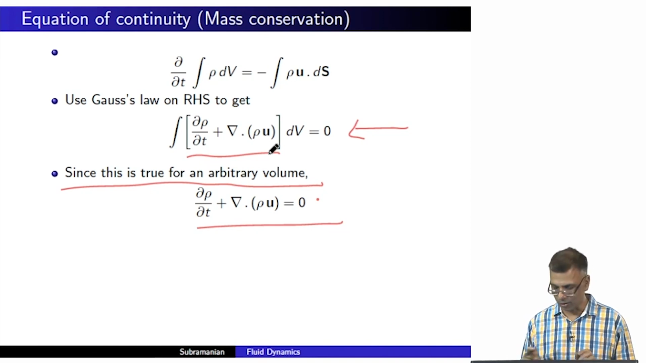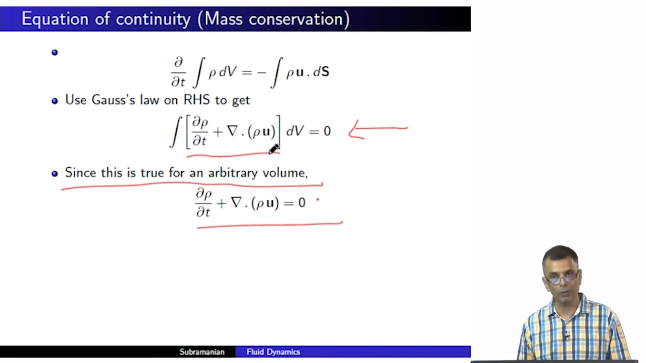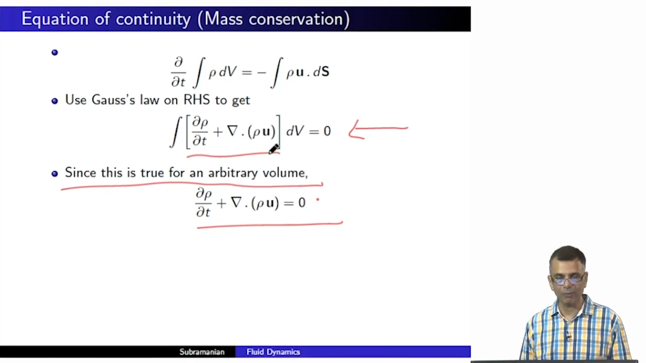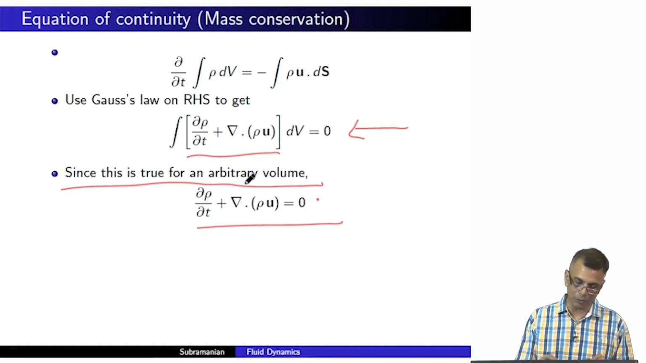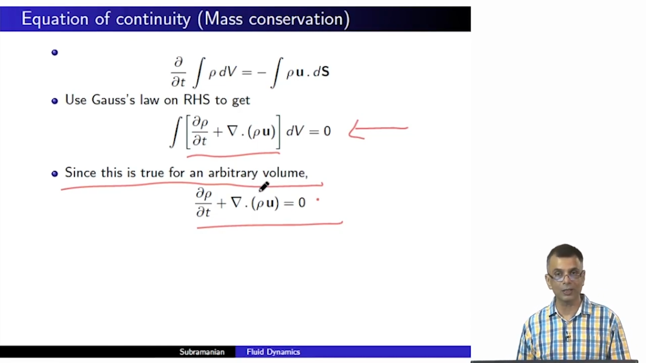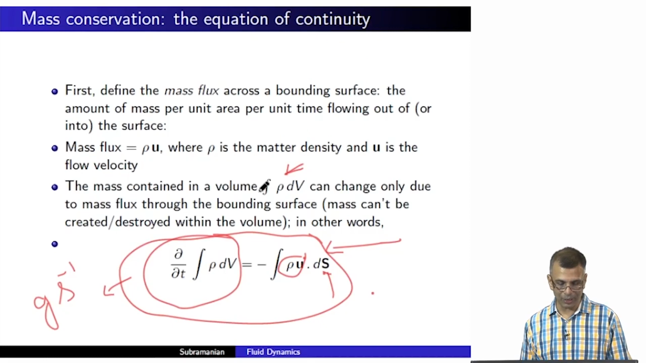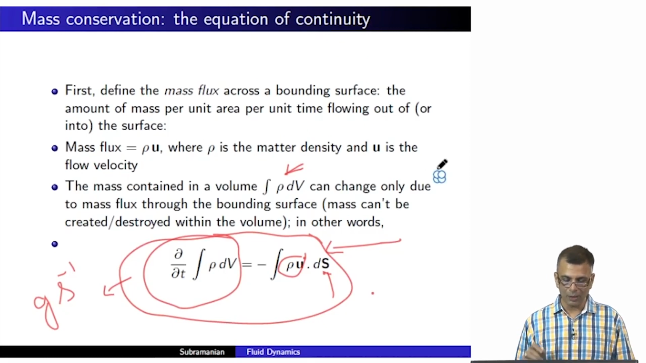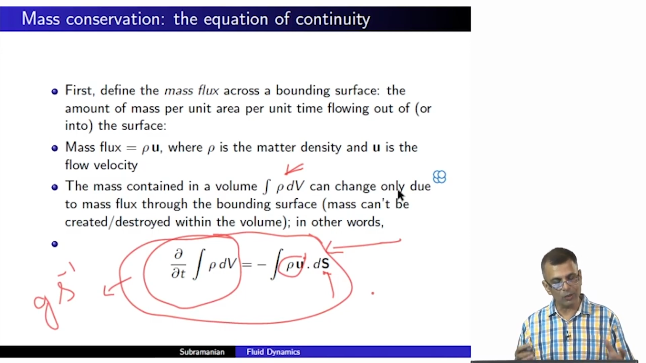This is the statement of mass conservation. This is the equation of continuity, and you might be familiar with this from electrodynamics as well. It's exactly the same. While doing electrodynamics, rho would represent charge density. Here we are talking mass density. So that's all. This is the equation of continuity. What is it really saying? It's saying that mass cannot be created or destroyed. The mass contained in the volume can change only due to mass flux through the bounding surface.